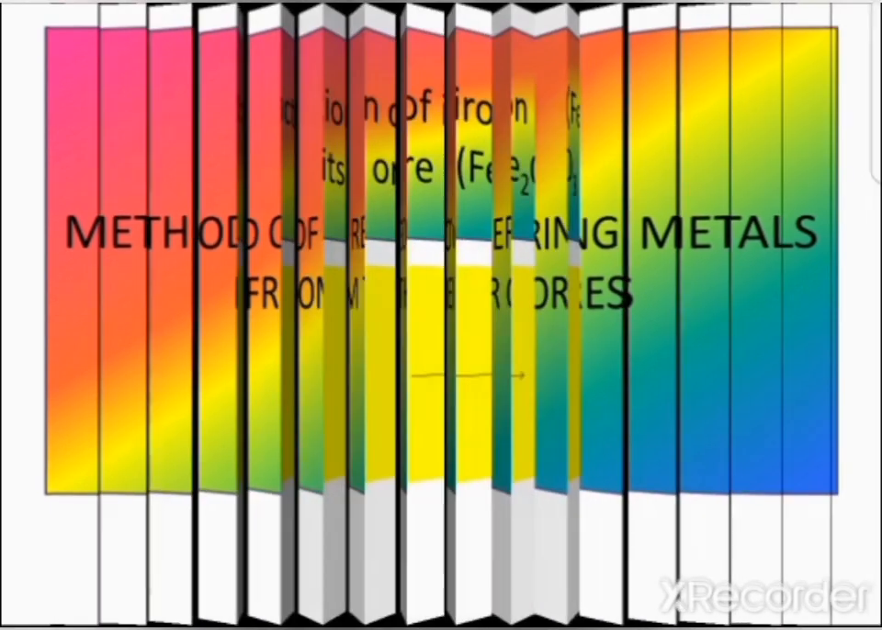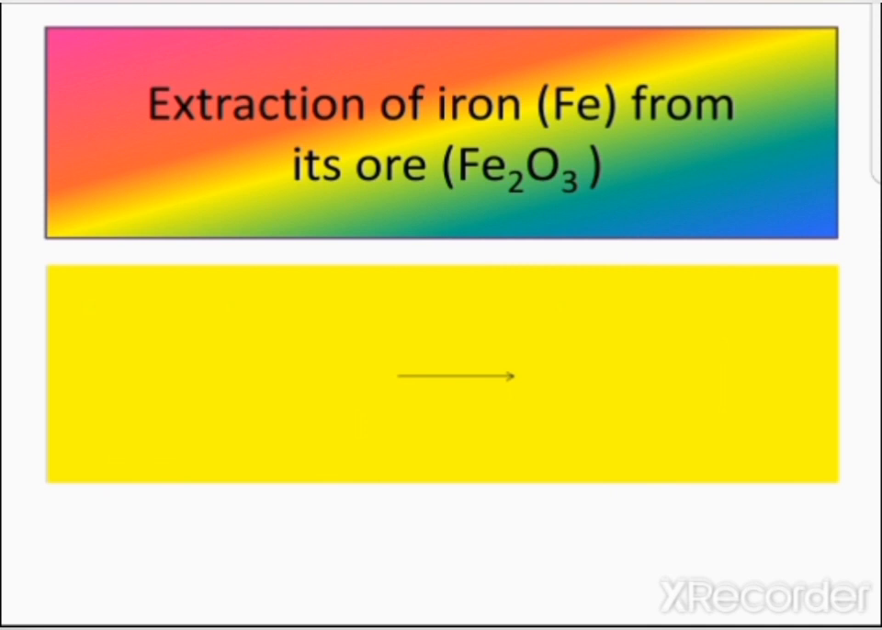Let us study the extraction of iron from its ore, hematite Fe2O3. In the extraction of iron, iron oxide reacts with carbon monoxide to form iron and carbon dioxide. In this reaction, iron oxide is the oxidizing agent which oxidizes carbon monoxide to carbon dioxide, whereas carbon monoxide is a reducing agent. It reduces iron oxide to pure iron.